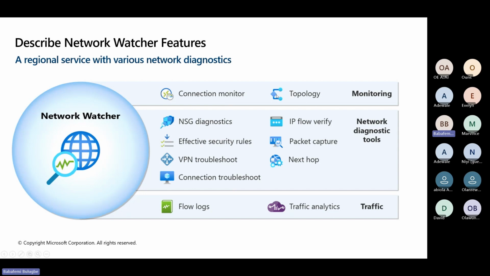Let's say we actually created a VNet peering. We want to see if that connection really exists. We've created an NSG, which is the network security group, and we feel like it's not working. The rules are not working effectively. So you can have what we call NSG diagnostics.